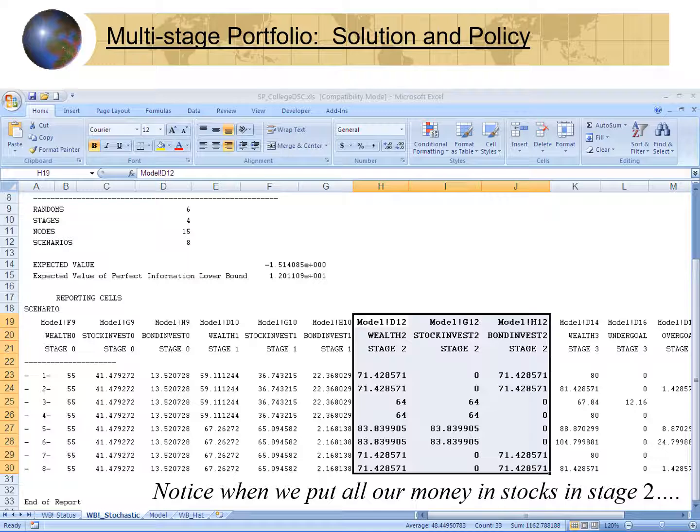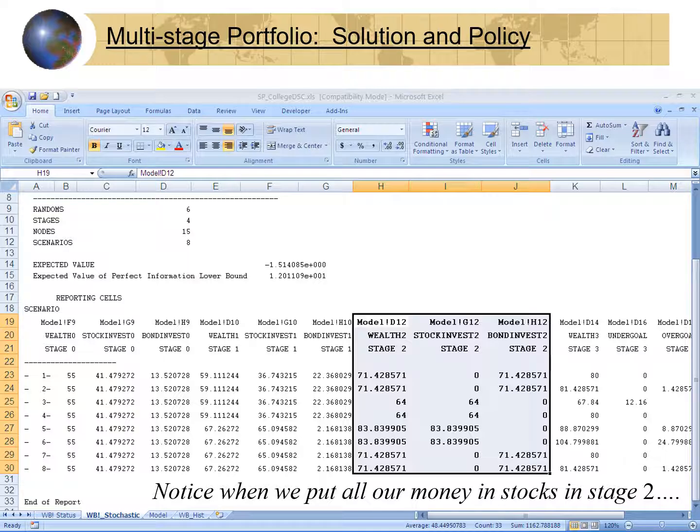If we have an intermediate wealth, 71.42, see down in scenarios 1 and 2 or scenarios 7 and 8, in those cases we put everything into bonds. Now, why is that? If we have an intermediate wealth, we put everything into bonds, but if it's an extreme wealth, either really low or really high, we put everything in stocks. Well, it's because of that utility function.